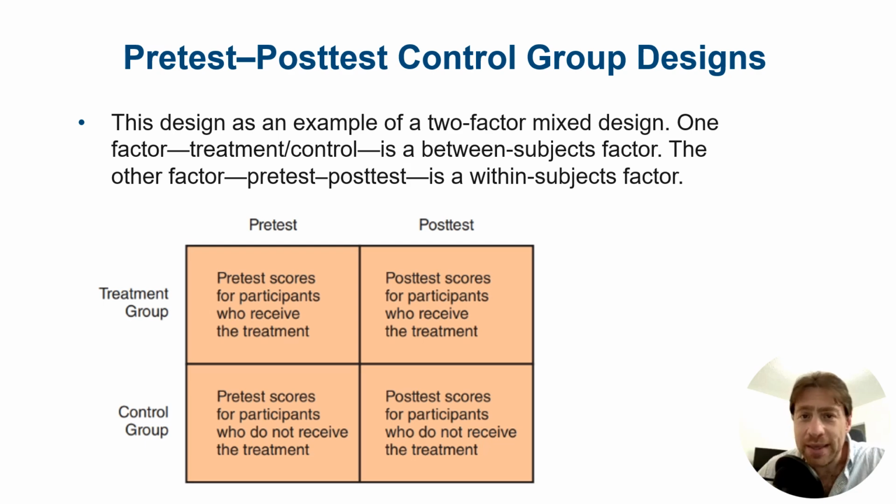Furthermore, if you were to use random assignment to create your groups as opposed to using pre-existing groups, then this could become a combined strategy with one experimental factor, that is the treatment or control, and a non-experimental factor, which is the pretest post-test.